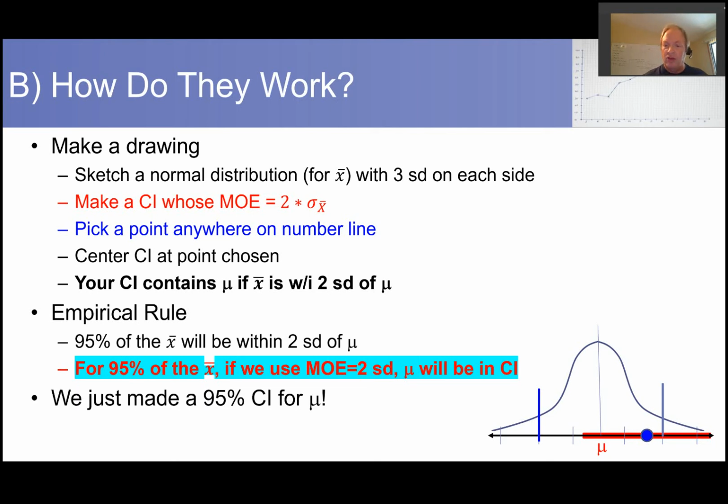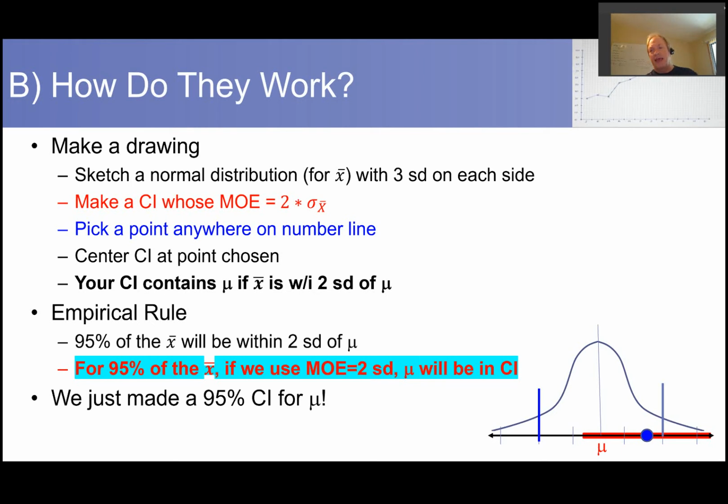So congratulations, you just made a 95% confidence interval for the population mean. You just found an error bar, that is a margin of error, of 2 standard deviations, and you showed that for 95% of the samples, the sample means, when I use that 2 standard deviation error bar, will contain the population mean. And that's what a 95% confidence interval means.